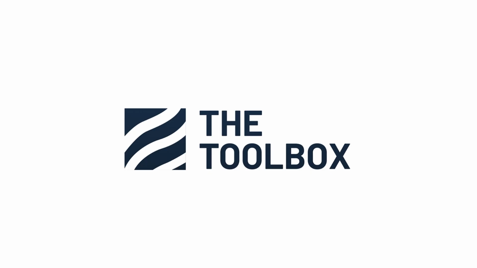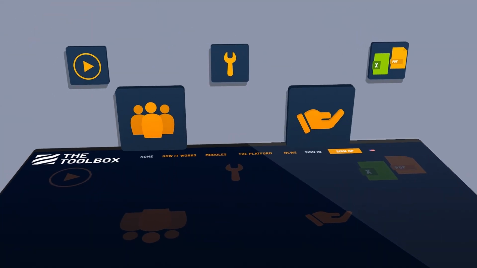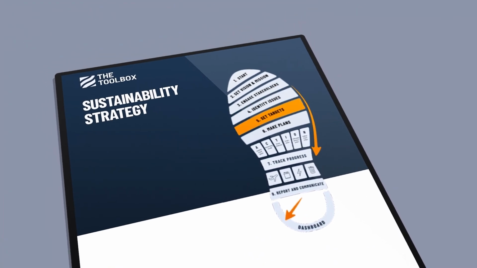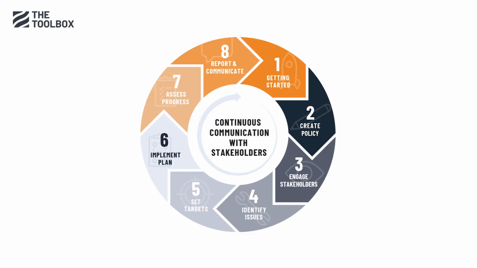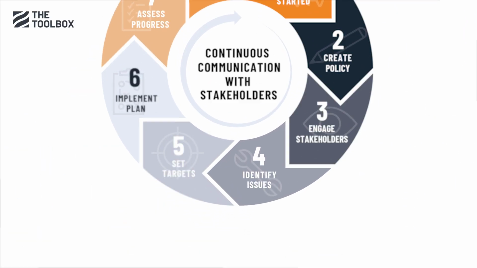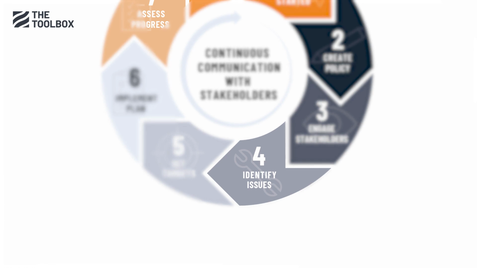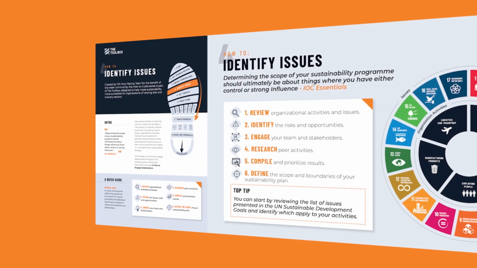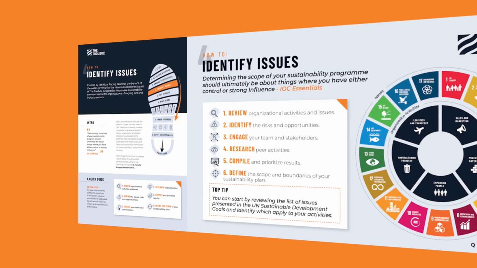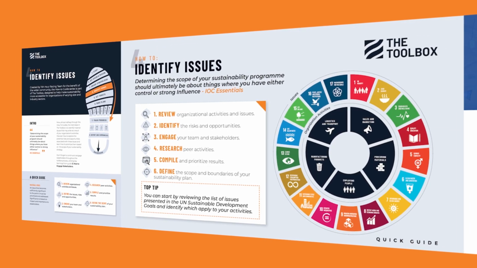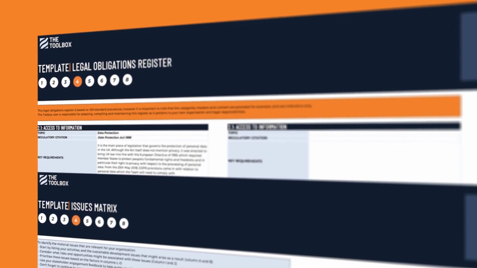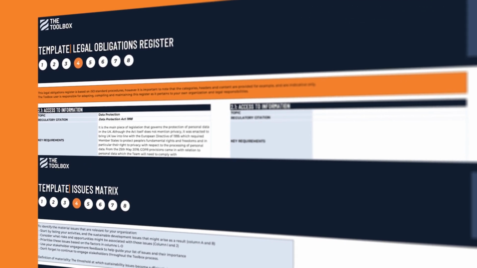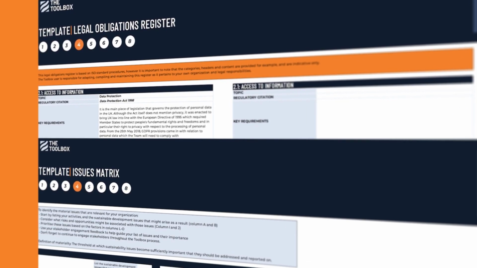The Toolbox is an 8-step process to help anyone implement a sustainability program in their organisation, no matter the size or sector. In this short video, I will be taking you through all of the resources in Step 4 of the Toolbox methodology. The assets contained within Step 4 include the how-to guide, the quick guides, the case study, and 2 templates, the issues matrix and the legal and non-conformance register.